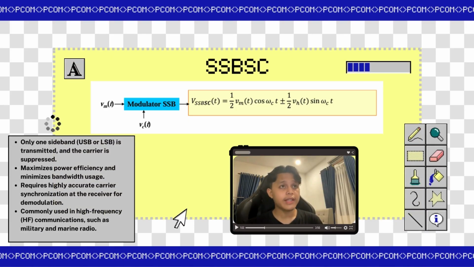Next one is the SSBSC. It only has one sideband, USB or LSB, transmitted, and the carrier is suppressed. It maximizes power efficiency and minimizes bandwidth usage. It requires highly accurate carrier synchronization at the receiver for demodulation. It is commonly used in high frequency communication such as military and marine audio. As the name implies, single sideband, only one sideband is used, whether it is USB or LSB.